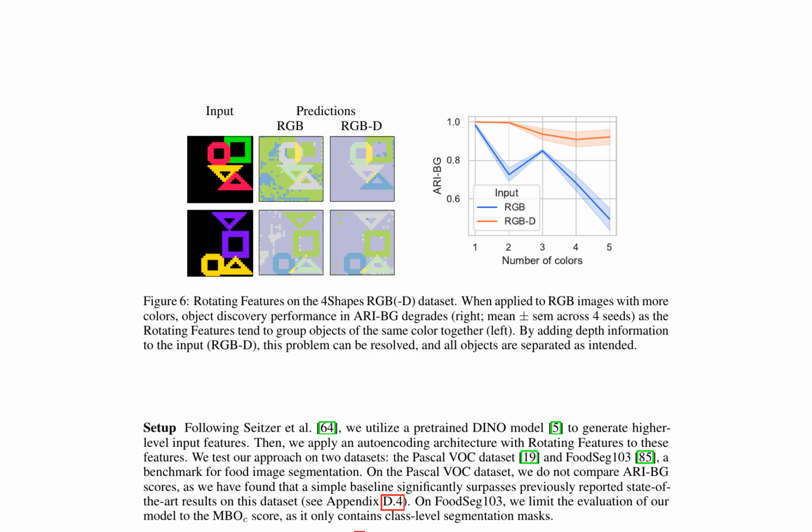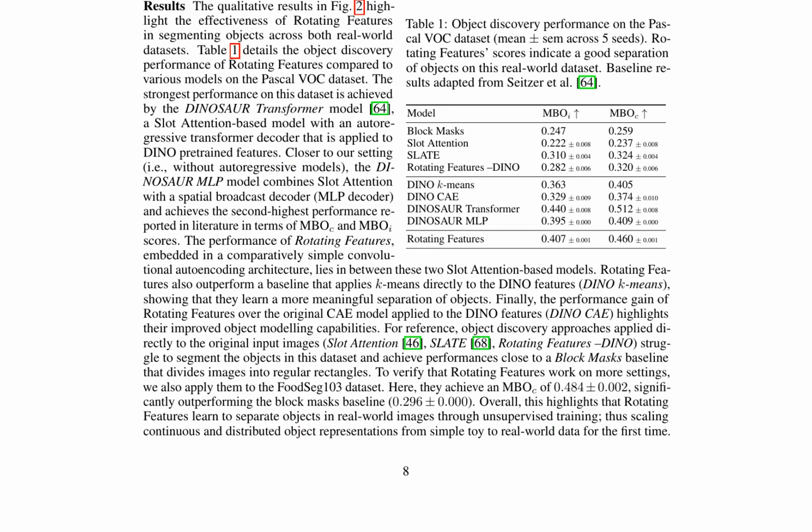The application of rotating features on RGB and RGBD images for object discovery is discussed, highlighting the effectiveness of adding depth information to resolve the issue of grouping objects of the same color. The setup utilizes a pre-trained DINO model and an auto-encoding architecture. Results on the Pascal VOC dataset show that rotating features outperform the baseline and some other models, indicating a good separation of objects. The performance on the FoodSeg103 dataset further demonstrates the scalability of rotating features to real-world settings. The rotating features' ability to separate objects through unsupervised training is a significant contribution.